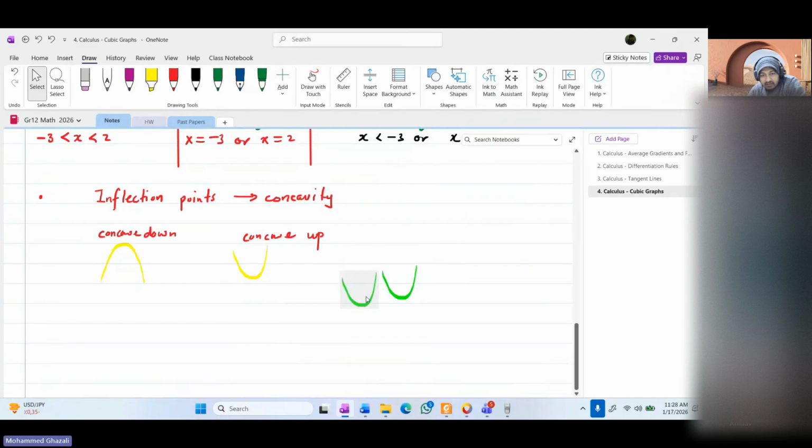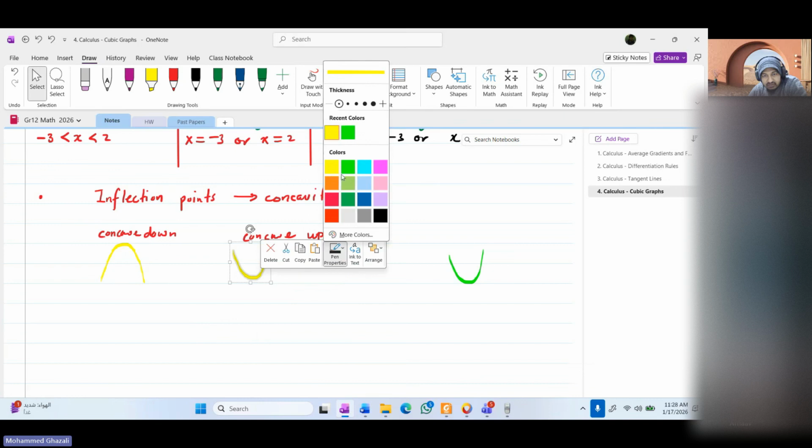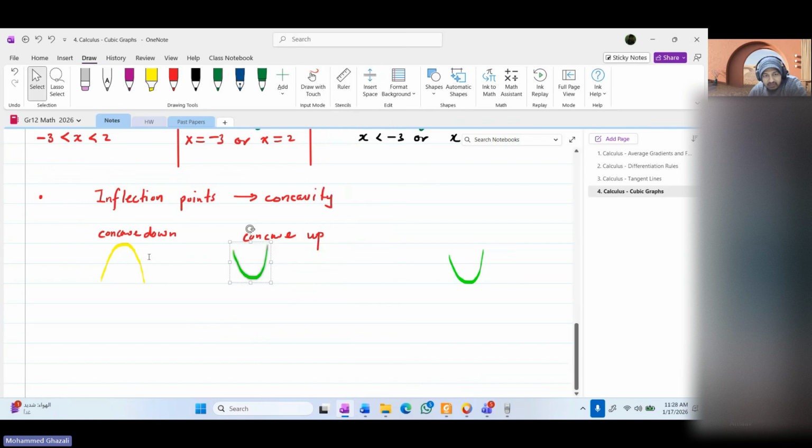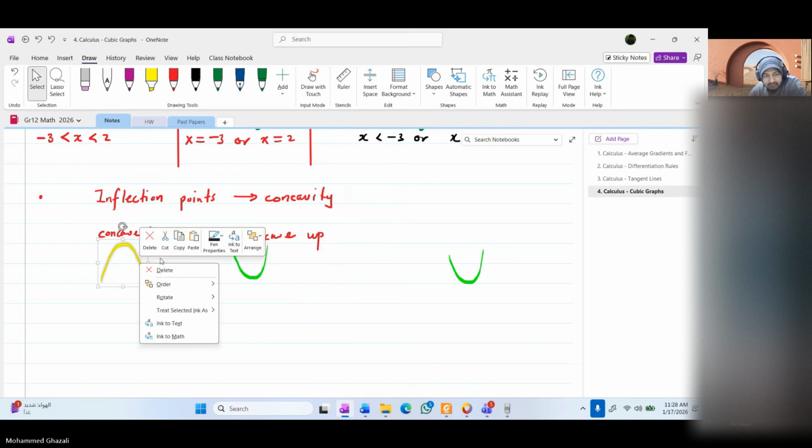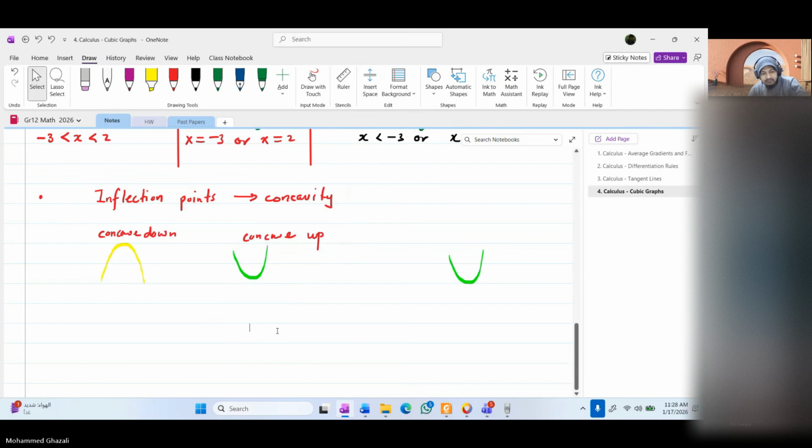Right. See, this graph is here, okay? Now I'm moving this part here, concave up, right? Let's change it to green. And what was this part here? Concave down. Keep it there. And this is concave up.